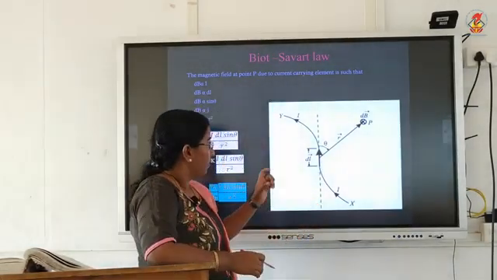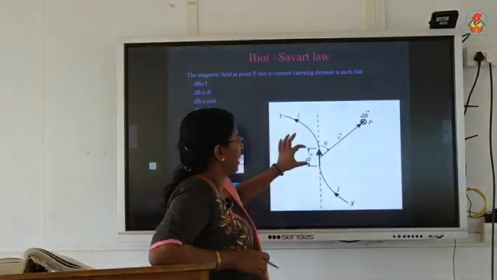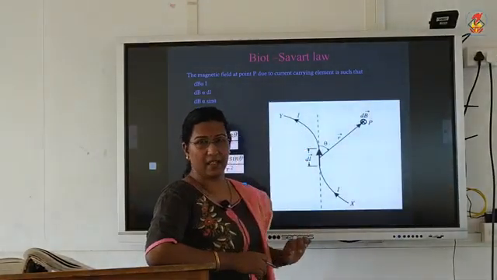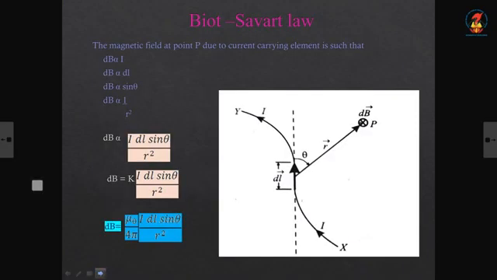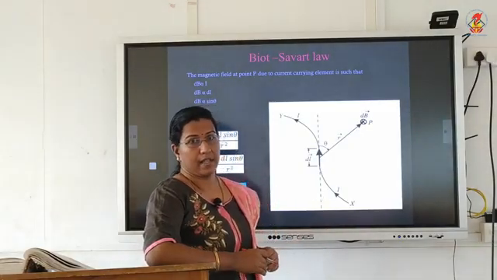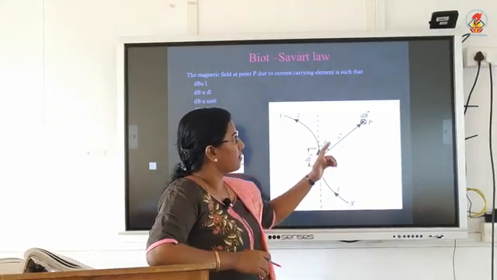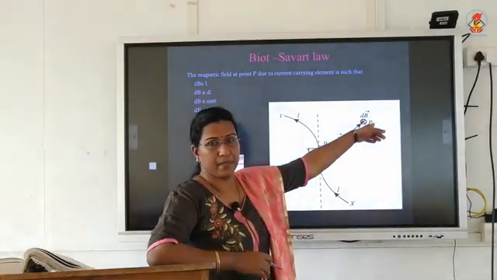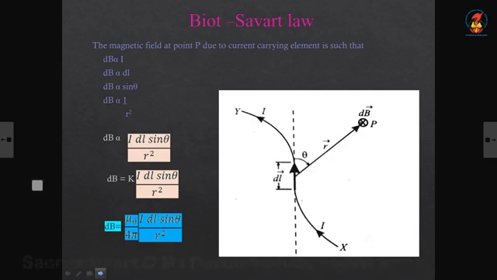For that, we take a small portion of the conductor of length dl. This portion has a direction along the direction of flow of current, so it is taken as a vector quantity, the current element. It is dl, a vector quantity. And we are going to observe what the field is at point P. For that, you draw a displacement vector from dl to point P. And theta is the angle between the current element and the displacement vector.